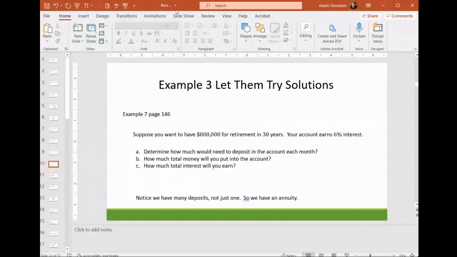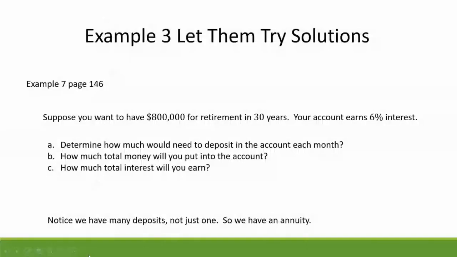In that, we want to know what our monthly deposit needs to be. We also want to know how much total money we'll put into the account and how much total interest we'll earn. If you didn't finish this in 3 minutes, that's fine. Maybe if you used the TVM Solver, you probably could have, but that's okay. Also notice that we're making many deposits, not just one, so we actually do have what's called an annuity.